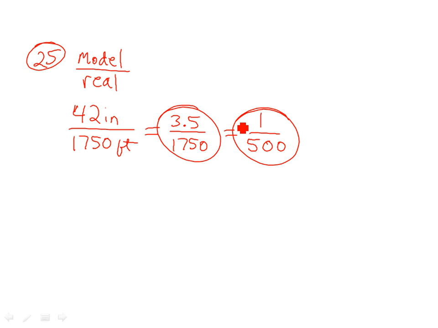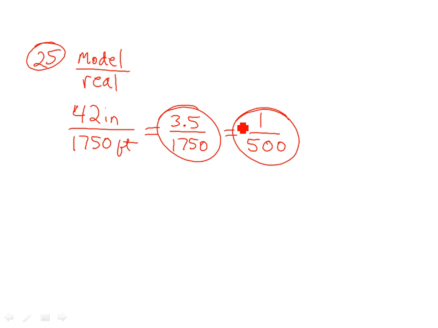Does that ratio make a little more sense? So for every 1 foot in the model bridge, how many feet are there in the real bridge? 500. That's a scale factor there. That's a good ratio. Next one.